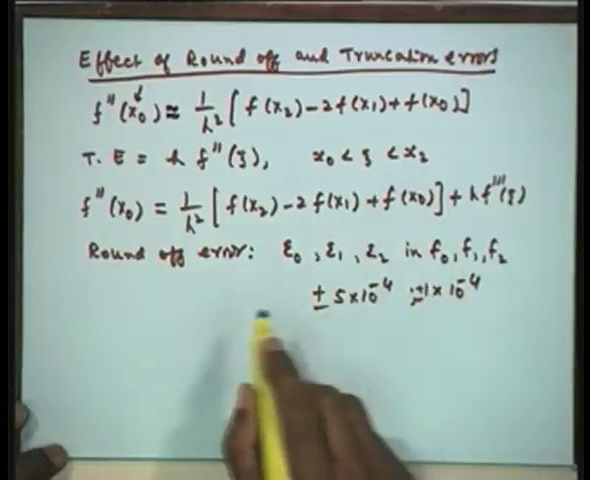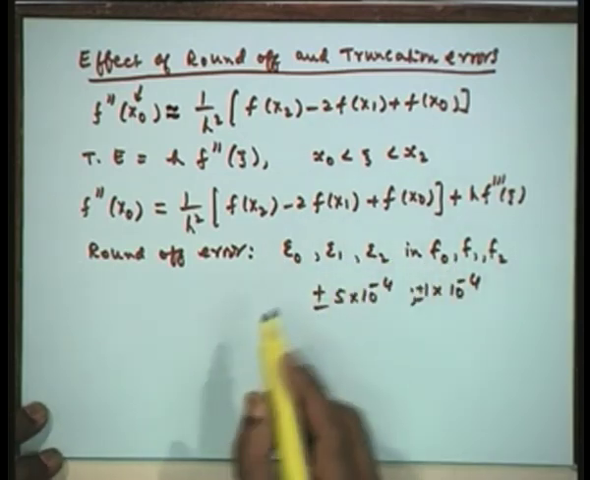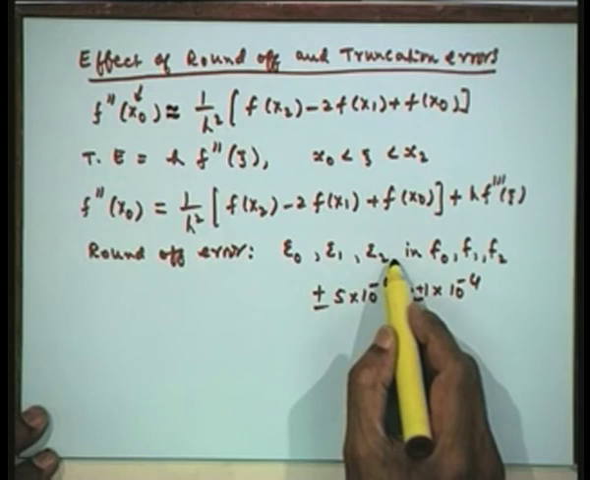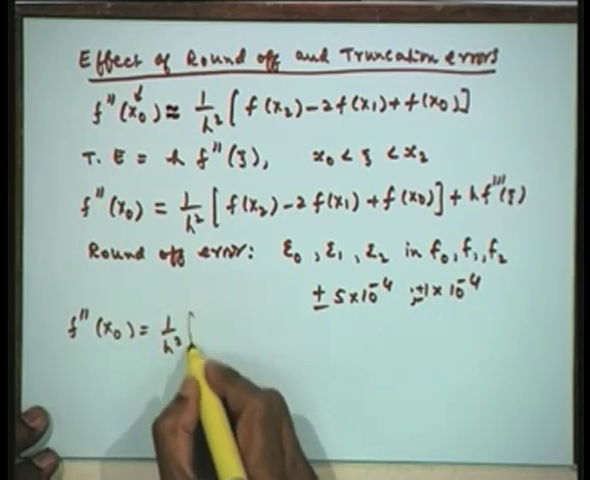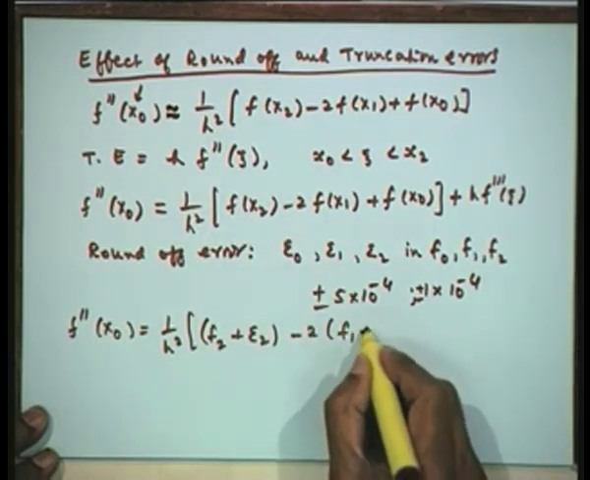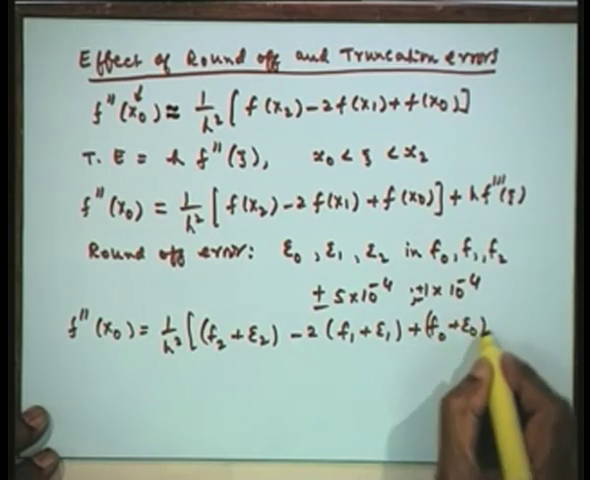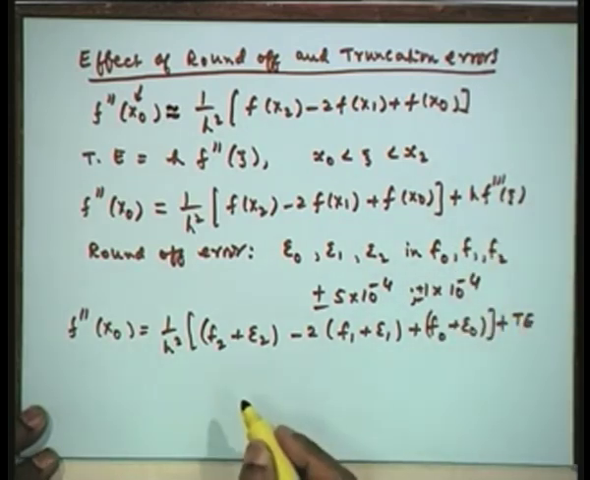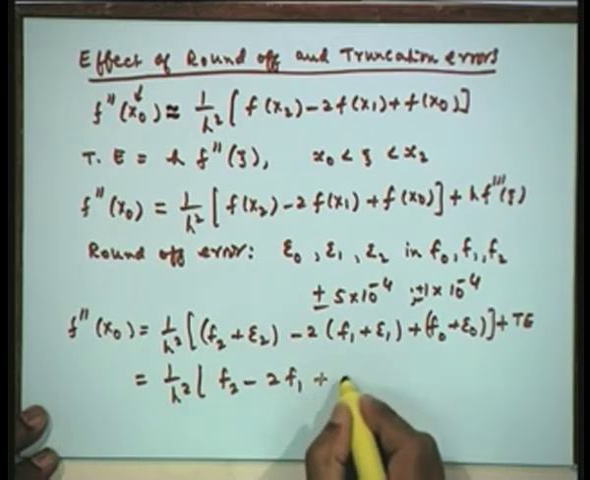So, we know these expressions, but alternatively the errors in each one of them could be different also. So, let us take the general case. Therefore, in actual computation it is not f(x2) that is being computed, but f(x2) plus epsilon 2, where epsilon 2 is the error. Therefore, what we are actually getting in the computations is 1 upon h square [(f2 plus epsilon 2) minus 2 times (f1 plus epsilon 1) plus (f0 plus epsilon 0)] plus, let us write this as TE for truncation error. Therefore, this is equal to 1 upon h square (f2 minus 2 f1 plus f0).